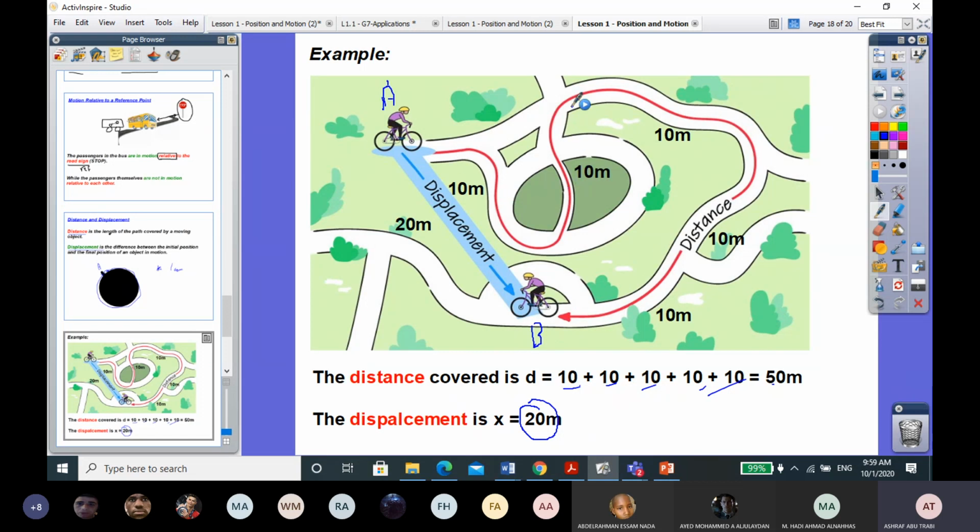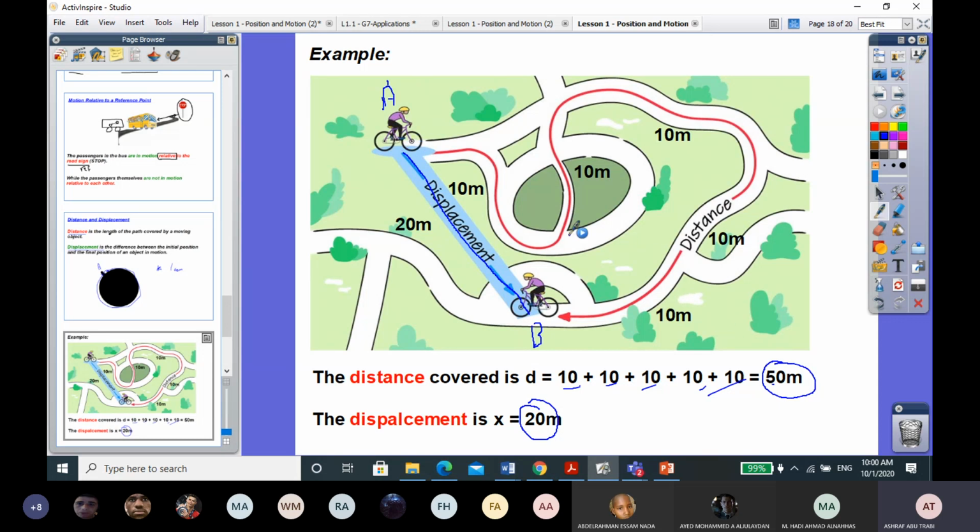10, another 10, it's 20, 30, 40, and 50. So the distance covered is 10 plus 10 plus 10 plus 10 plus 10. It's 50 meters. But the displacement is the direct length between what and what, guys? Between point A and point B. So the direct length between point A and point B is 20 and not 50.